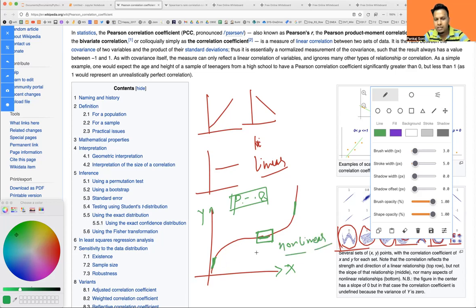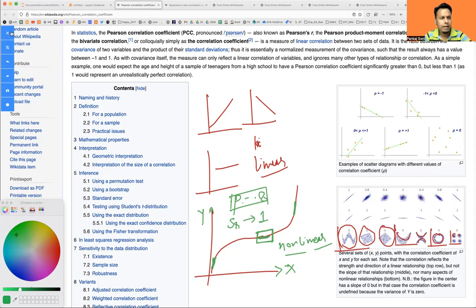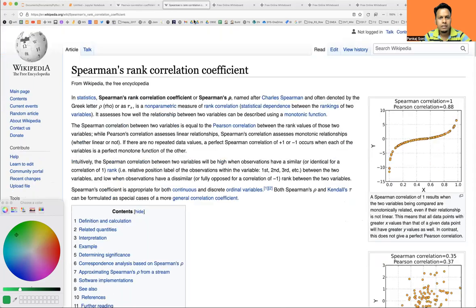Okay, so for such a non-linear graph, Pearson correlation may not give an accurate value or accurate correlation. But when you talk about Spearman rank, this may be exactly 1. Okay, so for such kind of non-linear graph, Spearman correlation is very helpful. It is going to give the perfect relation between X and Y. Okay, so let's see the graph here, how it looks.